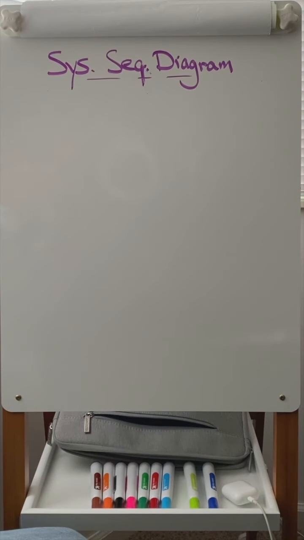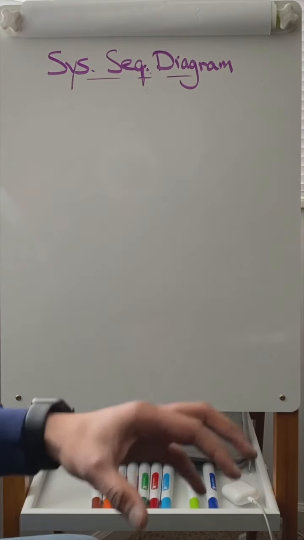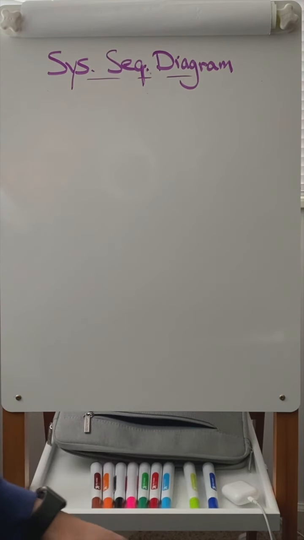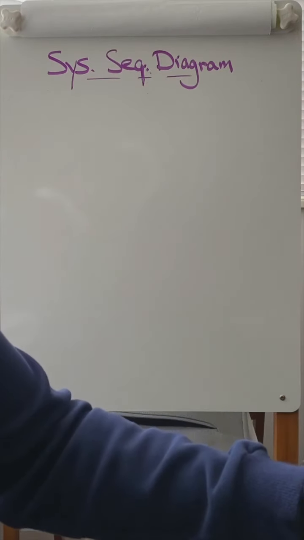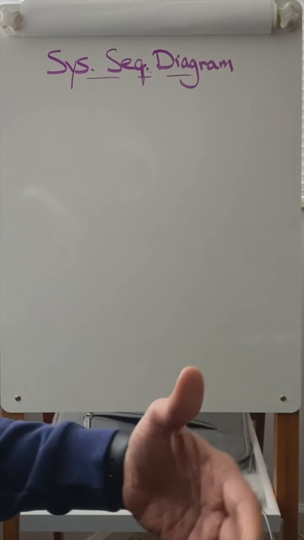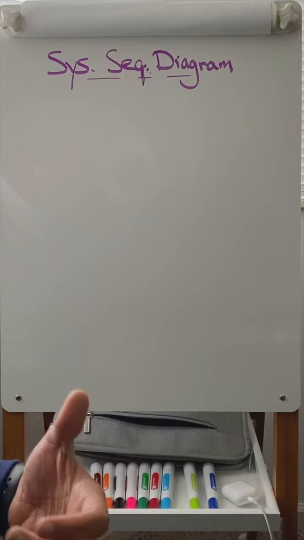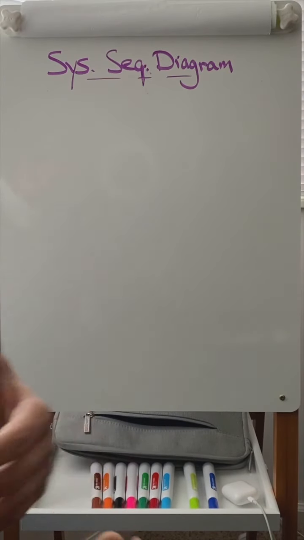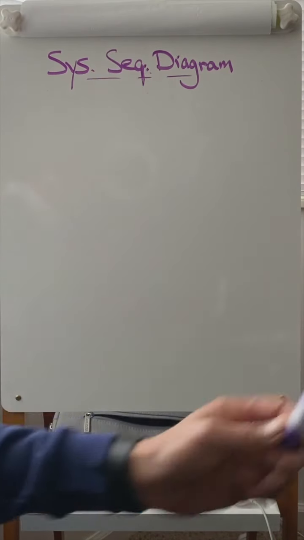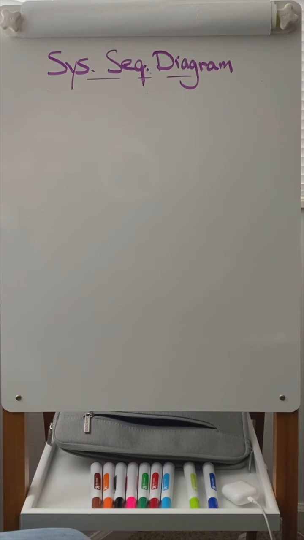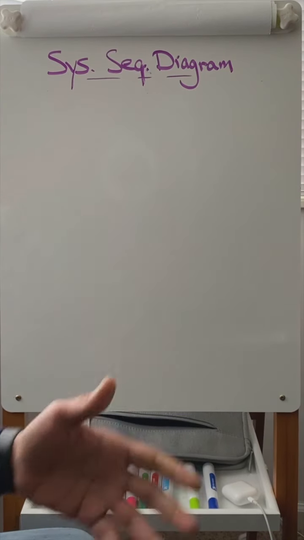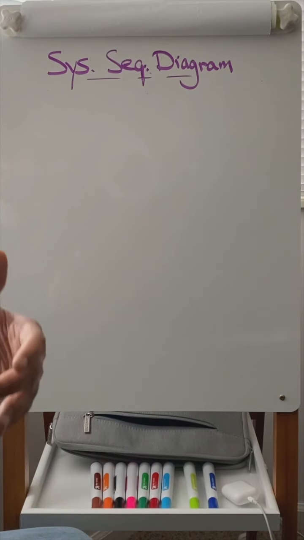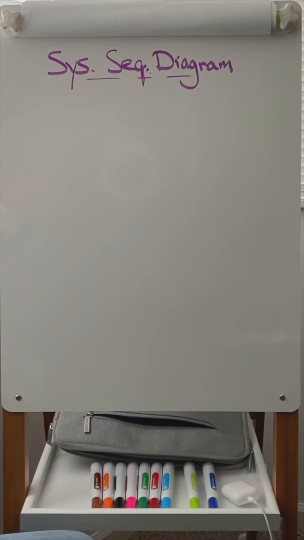So system sequence diagram is when we take a user goal from the use case analysis. You can check the other video about that, and we start breaking it down into steps and find out the details of the interaction between the user and the system. In this, there are some notations. Again, it's UML, very minimal notations.